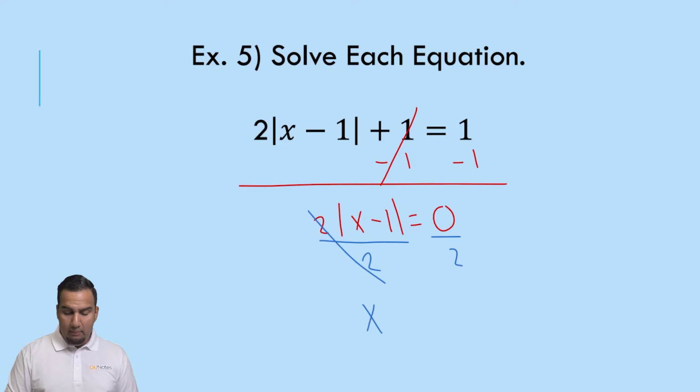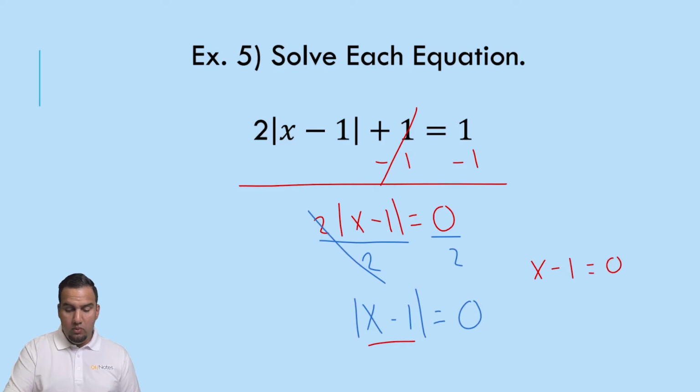I'm going to be left with absolute value of x minus 1 is equal to 0 divided by 2, which is always 0. Remember, 0 over any number will always be 0. Now, once the absolute value is equal to 0, I have to ask myself, what does this mean? Go back to your rules. Absolute value equal to 0 means I have how many solutions? I have 1. So what am I going to do? I'm going to set the inside equal to 0.